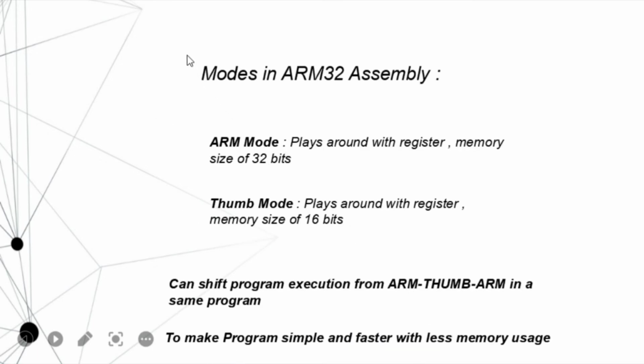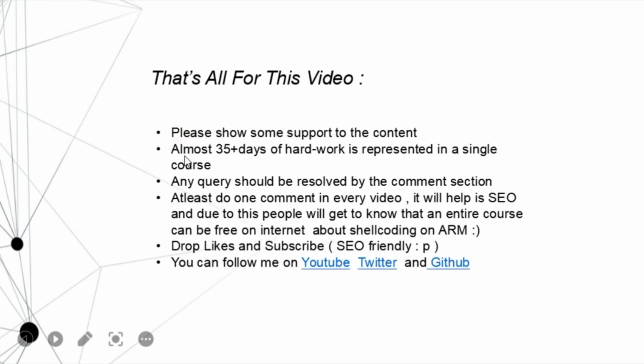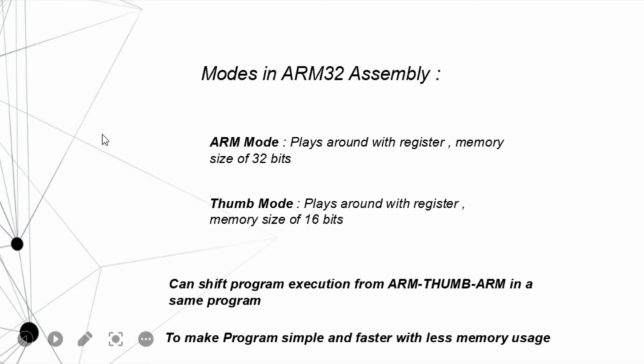There are some modes in ARM 32-bit assembly which you will get to know. Those are ARM mode and thumb mode. In ARM mode, a process can use 32-bit memory addresses, and in thumb mode, a process can use 16 bits of memory addresses. The usage of thumb mode and ARM mode is pretty simple: lowering the size of your program, maintaining a decent amount of speed in the execution, and many more. We can shift a program's execution from ARM to thumb and thumb to ARM in a single program. We will see how to do that in module 2.